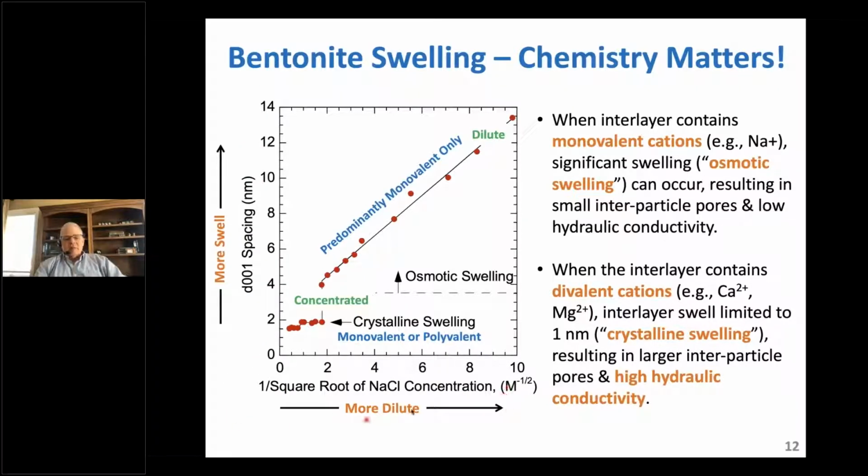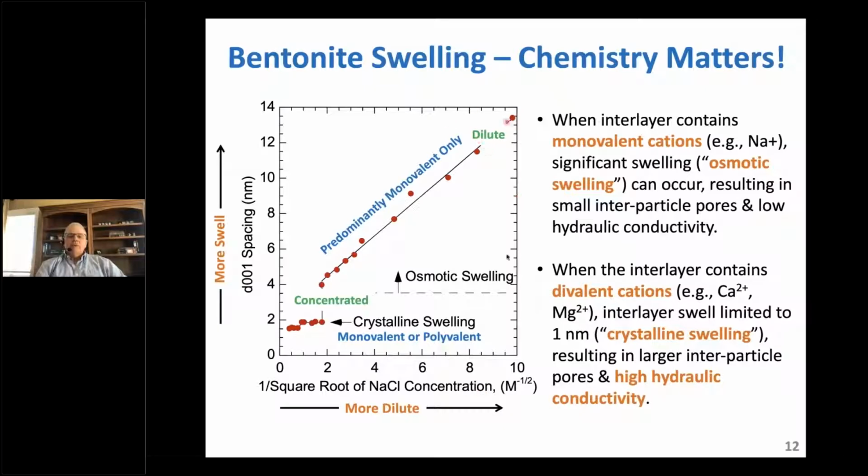The x-axis is a little unusual. It's 1 over the square root of the concentration of the hydrating liquid. In Norrish's experiments, it was sodium chloride that he was using, but it's 1 over the square root of the concentration, and there's reasons for that that come back to solid-liquid geochemical equilibrium conditions. But it's also a way to linearize the data, and I think that's one of the reasons why he picked it for this graph. But one of the things that he showed that was particularly important is that there's a wide variation in swelling that depends greatly on the chemistry of the solution that's contacting the bentonite.